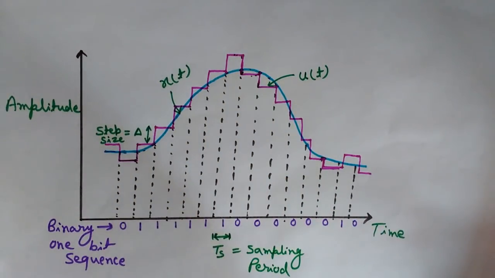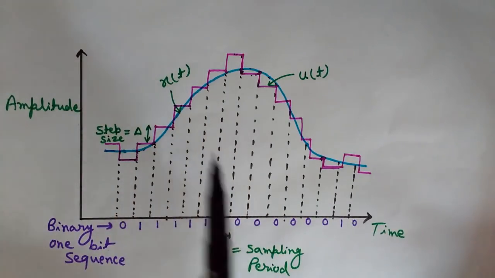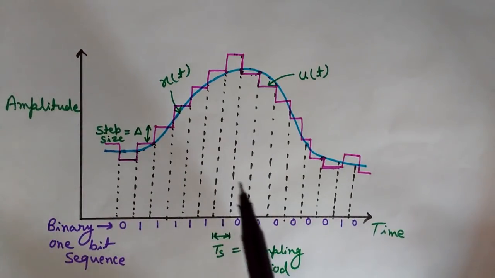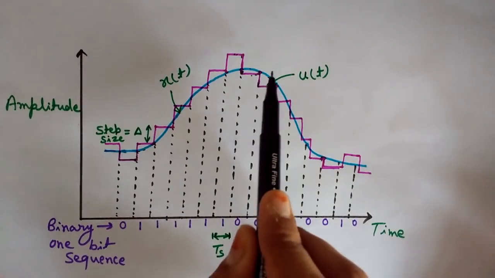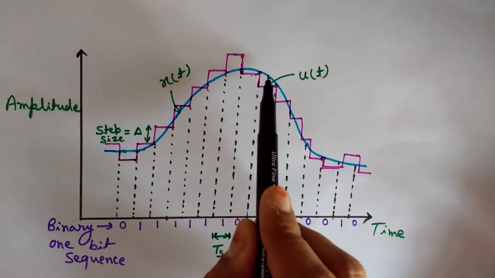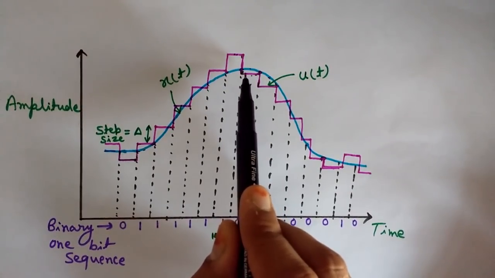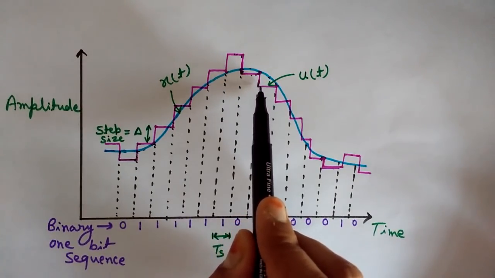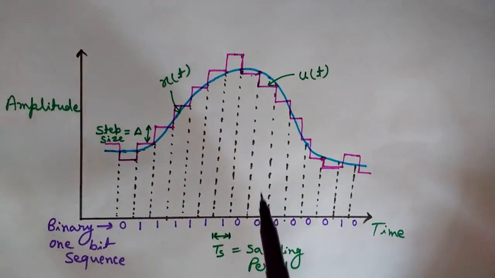Actually, whenever x(nTs), that is the sampled signal of x(t), this part in blue, is more than the previous approximated signal, then we increase the step size by delta and 1 is transmitted. But when the sampled signal x(t) is lower than the last approximated signal, like this, the last approximation of the staircase waveform, then we decrement it by delta. In this way it follows, and when we decrease it by delta, then 0 is transmitted.